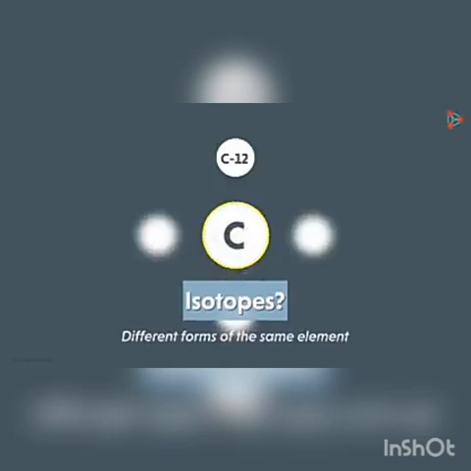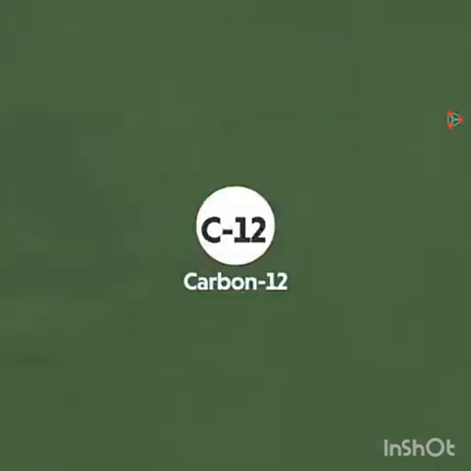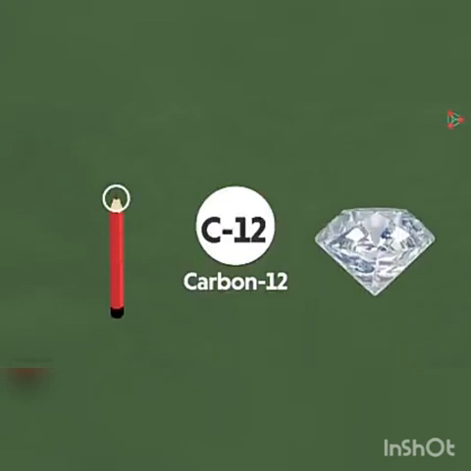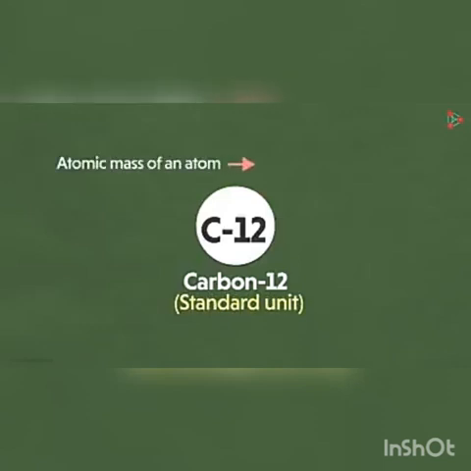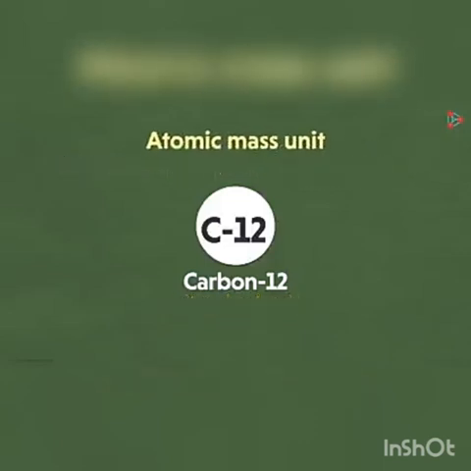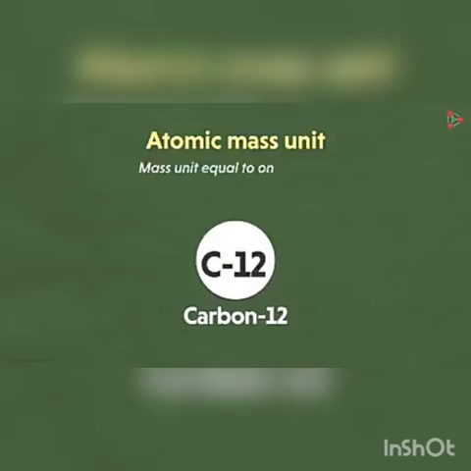So in the case of carbon, we will have slight differences in the atoms, which is what makes them isotopes. So carbon-12 is one such isotope which is found almost everywhere in nature. Thus, an atom of carbon-12 is considered to be a standard unit and atomic mass is thus calculated with respect to one atomic unit. And how do we define one atomic unit?